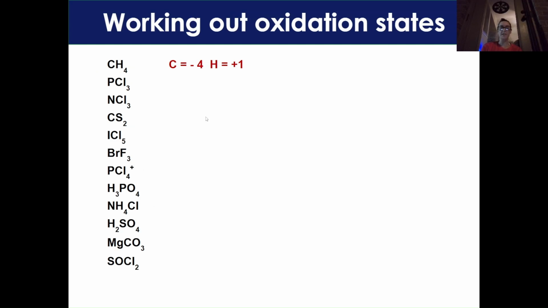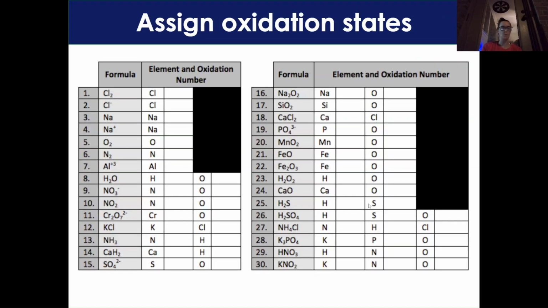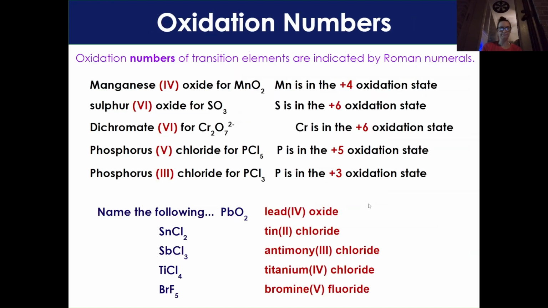And you guys can practice this. You can assign oxidation states to all of these compounds or polyatomic ions here. And just more practice if you need it. So again, oxidation numbers are indicated by the Roman numerals, and they occur in ionic compounds that have transition metals in them.